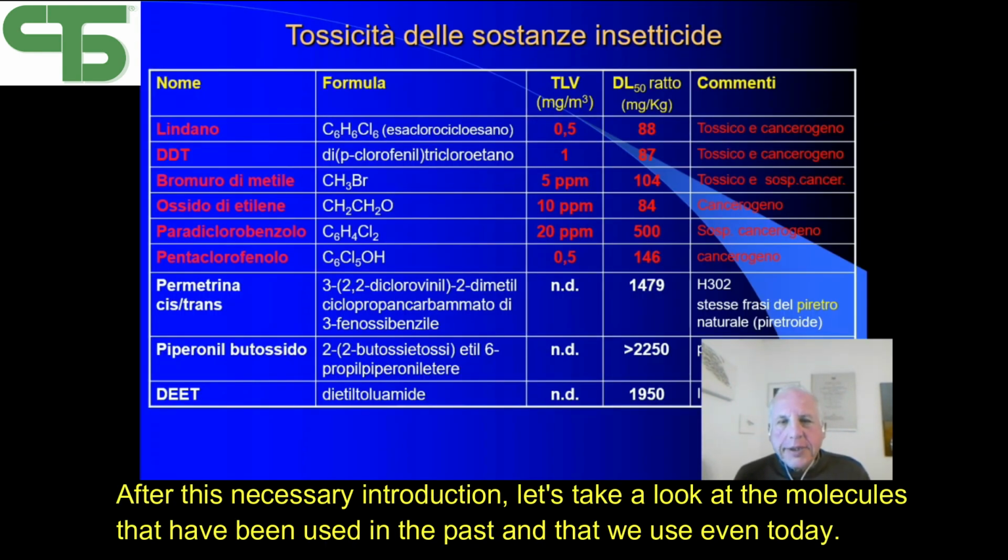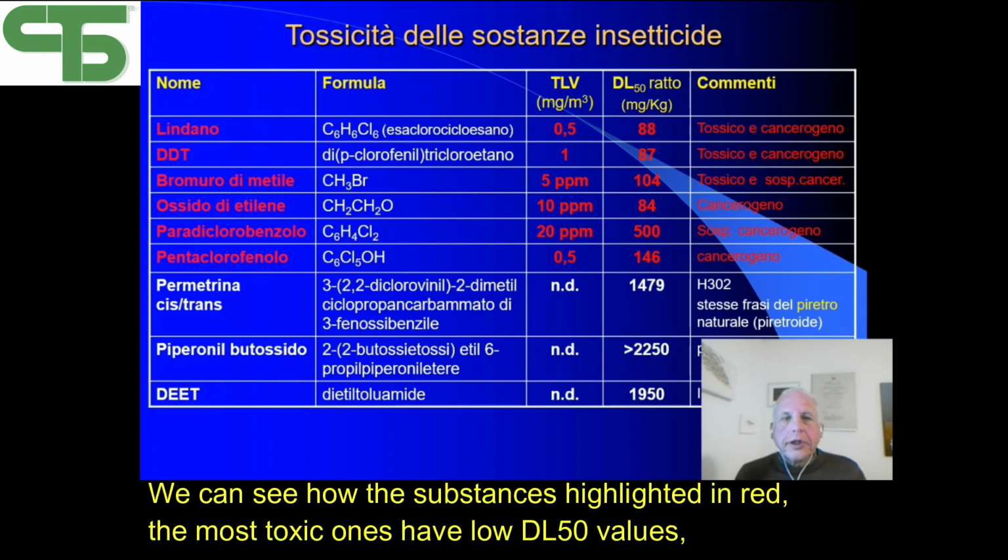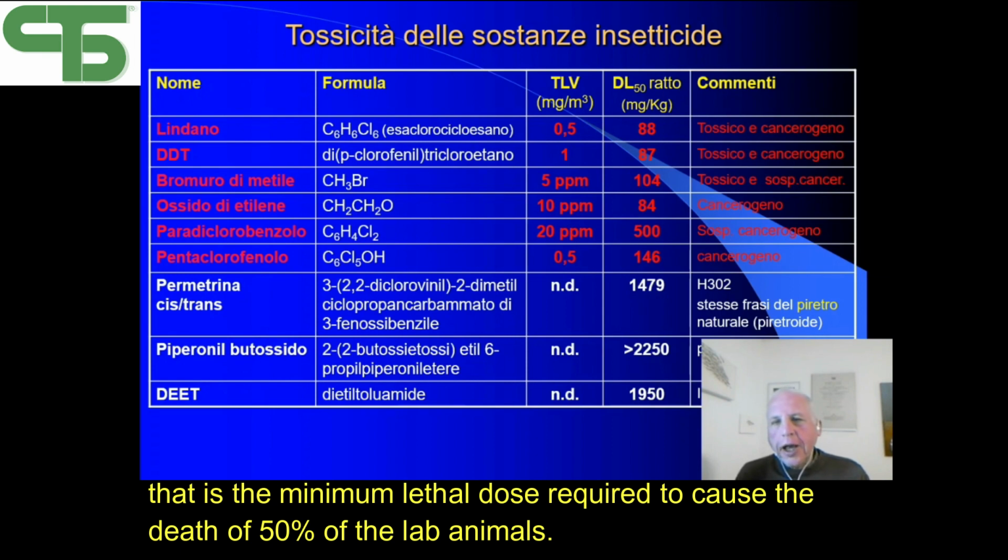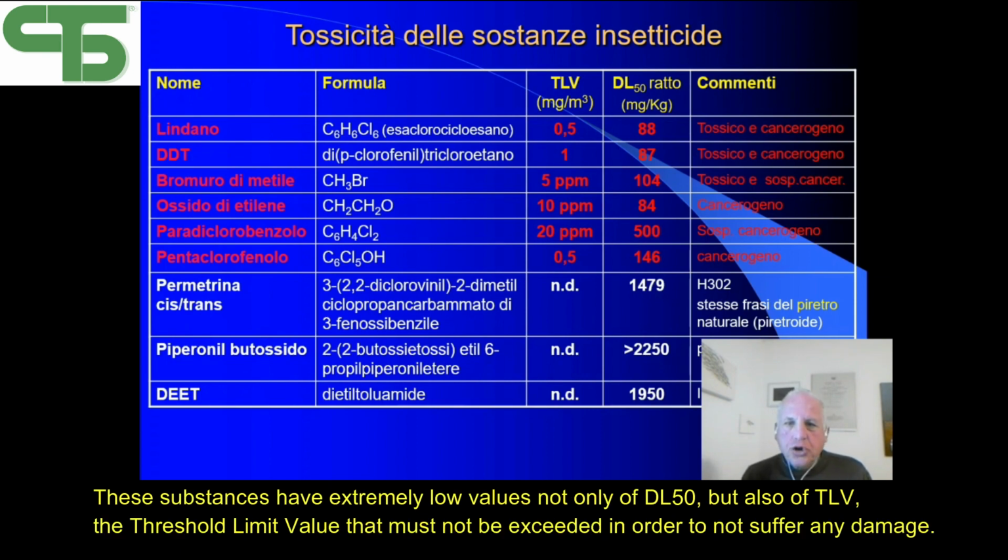After this necessary introduction, let's take a look at the molecules that have been used in the past and that we use even today. We can see how the substances highlighted in red, the most toxic ones, have low DL50 values. That is the minimum lethal dose required to cause the death of 50% of lab animals. These substances have extremely low values, not only of DL50 but also of TLV, the threshold limit value that must not be exceeded in order not to suffer any damage.